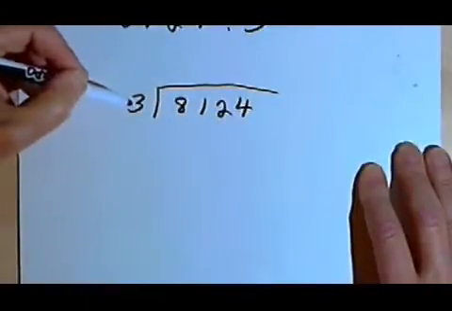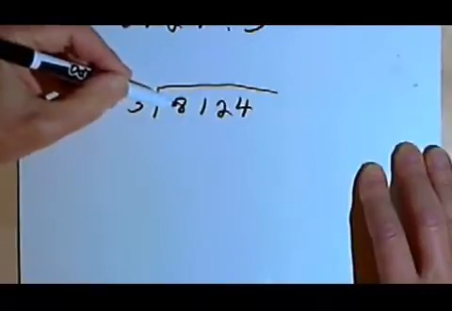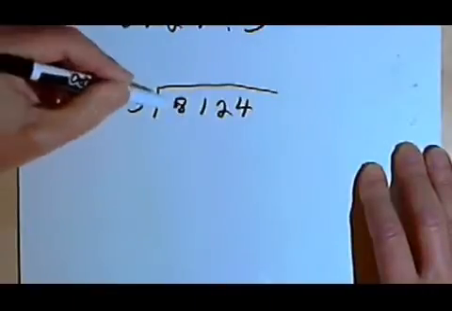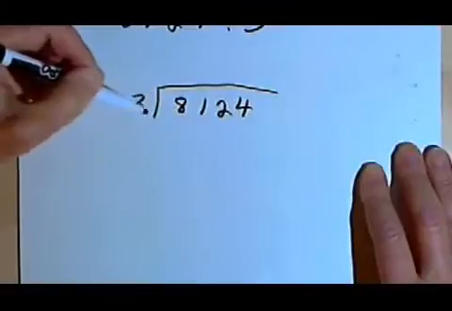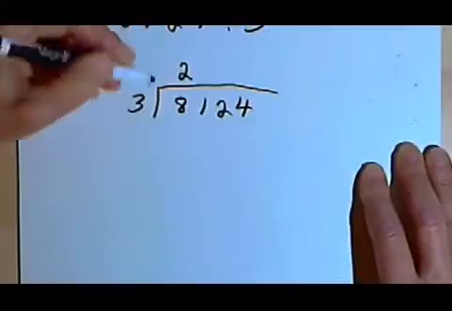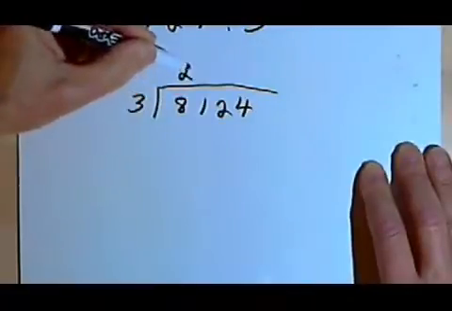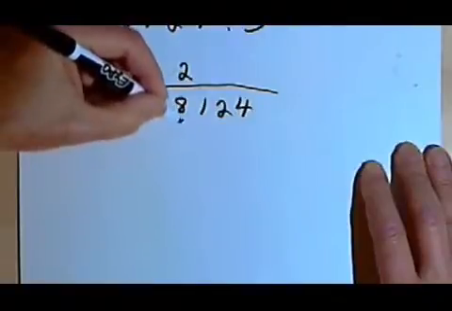I take the number I'm dividing by, the divisor, and I look at the first digit I have. If I can divide the divisor into that first digit, I do that. 3 goes into 8 two times. I write that number above the 8. Then I multiply. So I've divided, now I'm multiplying. 2 times 3 is 6.